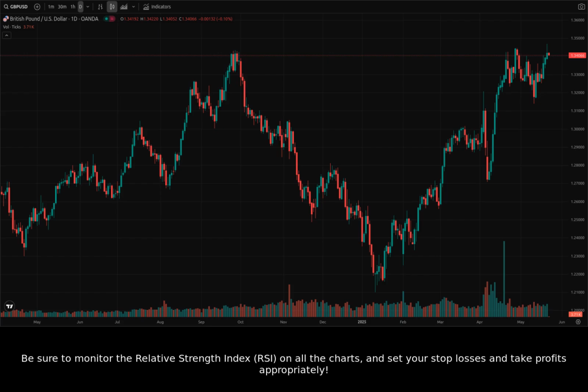Be sure to monitor the Relative Strength Index, RSI, on all the charts and set your stop losses and take profits appropriately.